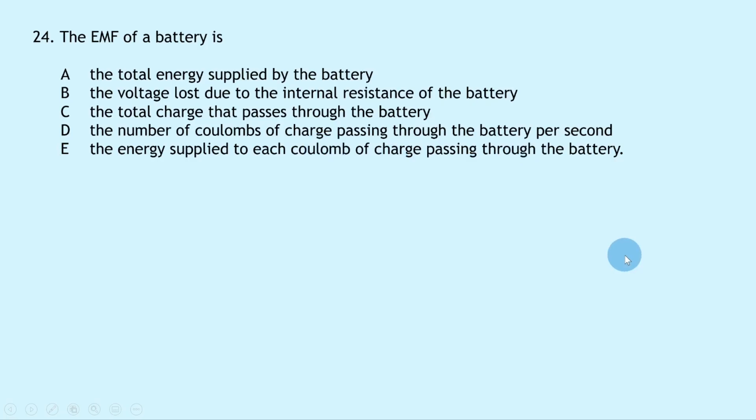Well, this is simply just a definition, so you should know your definitions, and this is the one for EMF, the electromotive force. And remember, EMF has the exact same definition as voltage or potential difference from National 5. And this is that the EMF of a battery is the energy supplied to each coulomb of charge passing through the battery, so the answer is E.